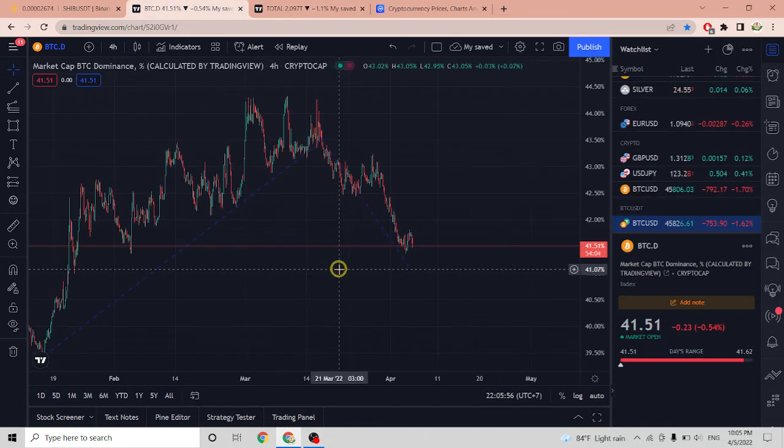So there is a season for the main coin and for alternative coins. That's all.